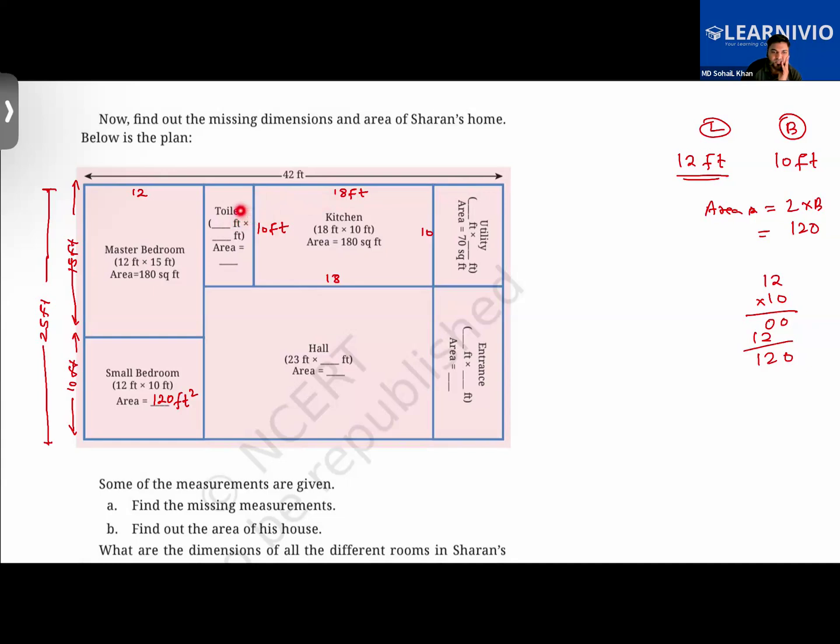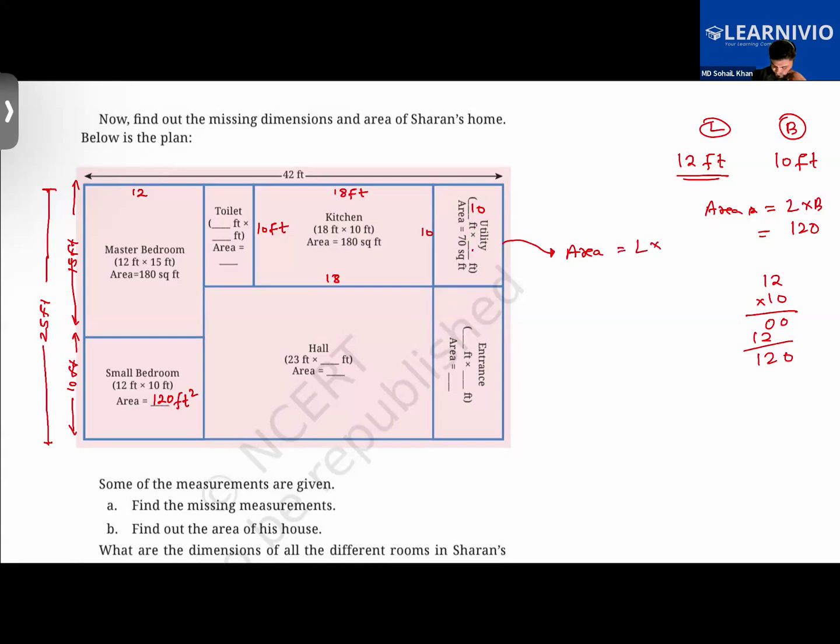In the utility area, we are seeing that area is given as 70, right? And you see the length is given as 10. This length is given here as 10 now, right? Okay, so what could be the breadth now? If this is 10, we will divide 70 by 10. So we will get the breadth as 70 by 10.